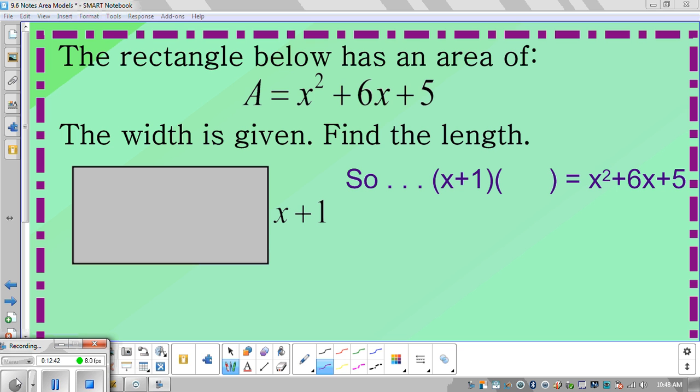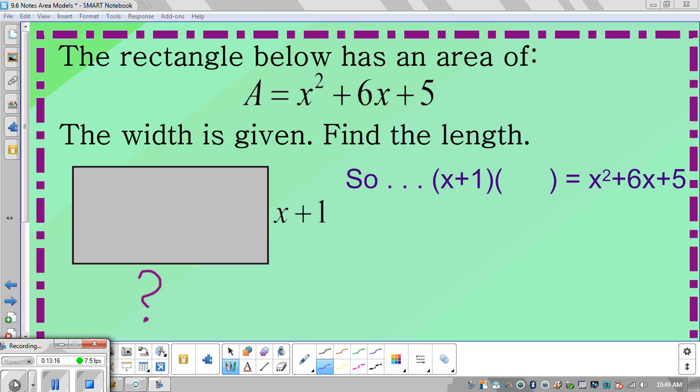Here's an interesting question that will have you working backwards. I'm telling you the area of the rectangle is x squared plus 6x plus 5. All I am giving you in the problem is the fact that the width is x plus 1. We do not know what the length is. So what I'm asking you is x plus 1 times what will get me to the trinomial x squared plus 6x plus 5. Take a moment.